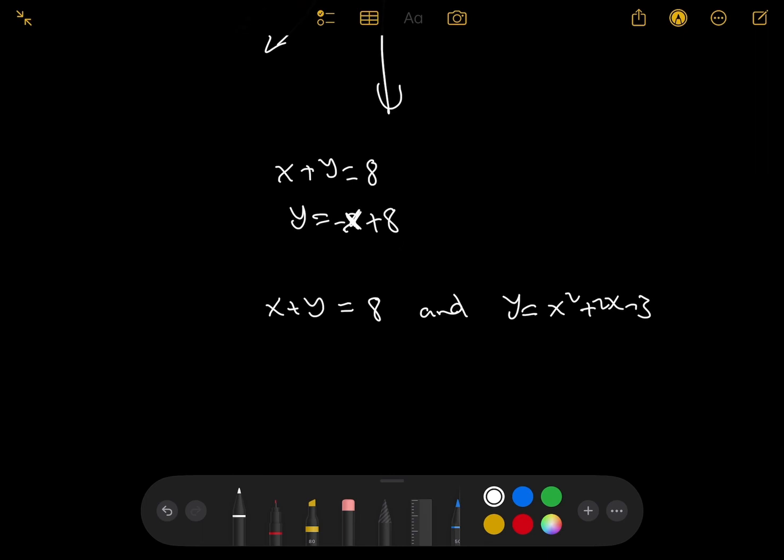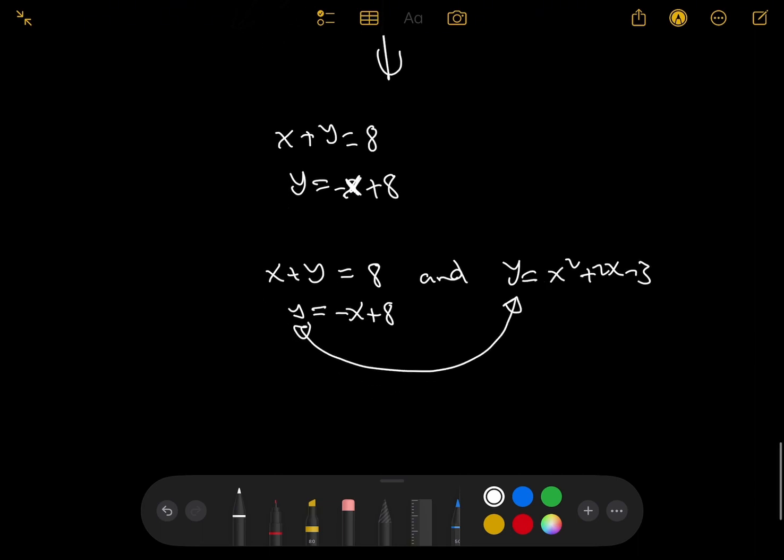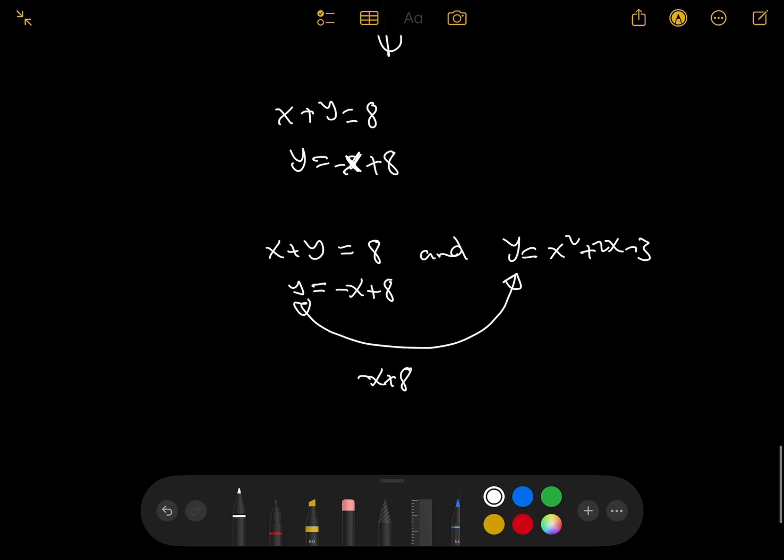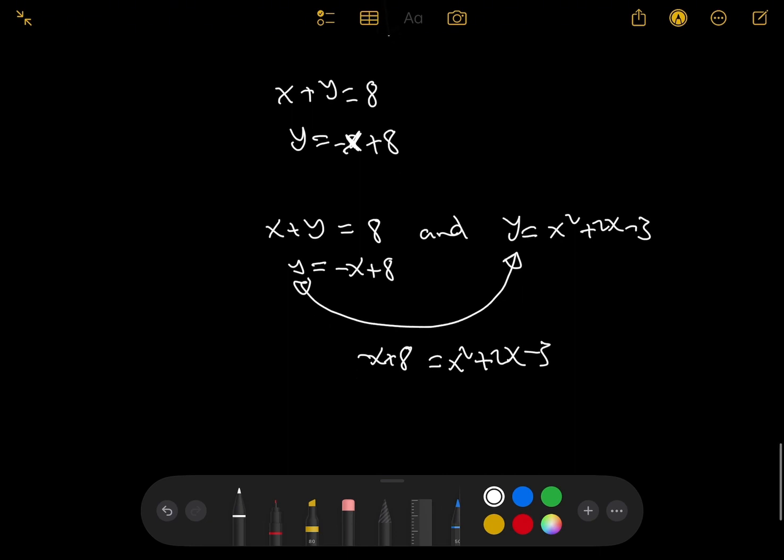Here you'd first make y the subject of the formula, negative x plus 8, and then from there you know that your y values are the same. Therefore, you'd equate negative x plus 8 being equal to x squared plus 2x minus 3, and solve for your x values and see where they meet and find their respective y values. I'm giving you that as an exercise for you to do.